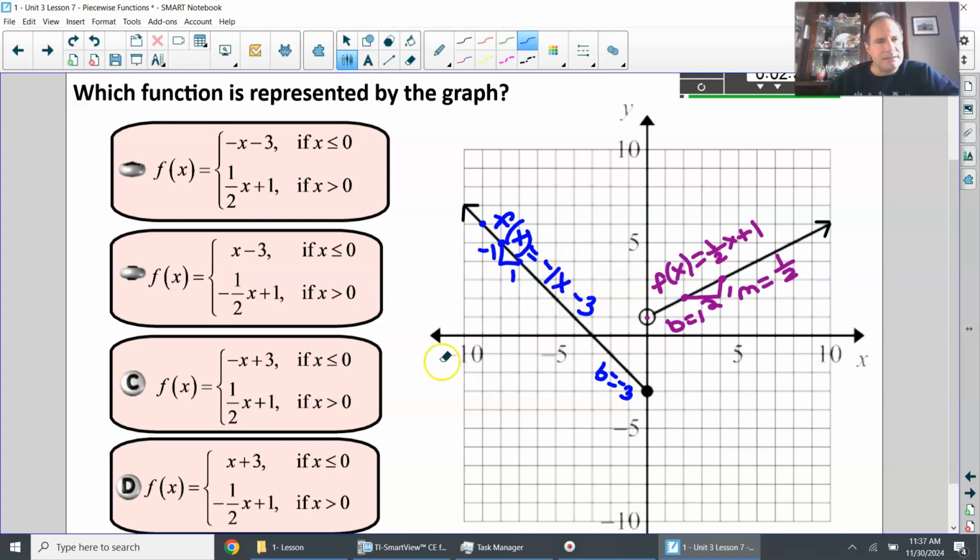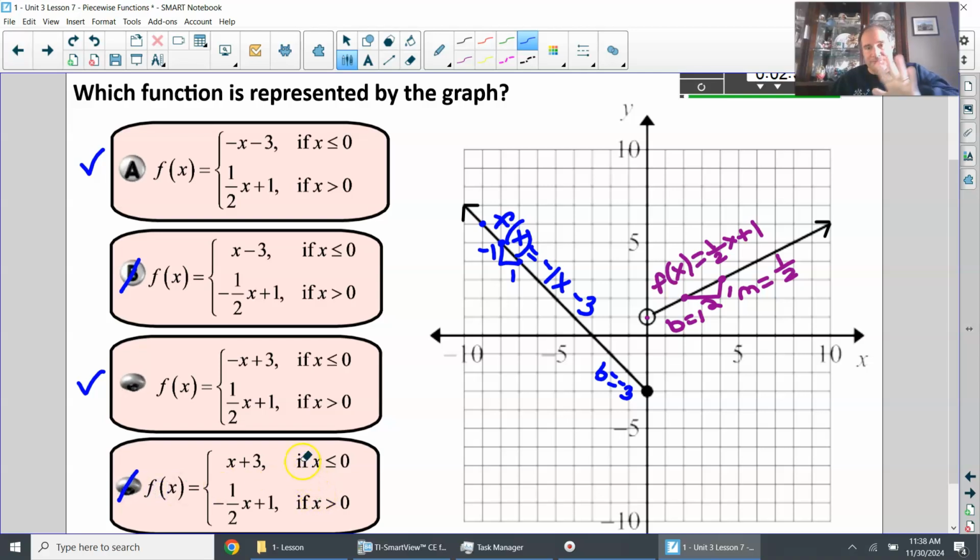All right, negative x minus 3. So I'm just going to go with negative x minus 3. That's good, so this one could be the answer. A half x plus 1, that's good. X plus 3, no, that's negative x plus 3, that's out. Negative x plus 3, that's good. 1/2 x plus 1, that could be the answer. Negative x, this is out.